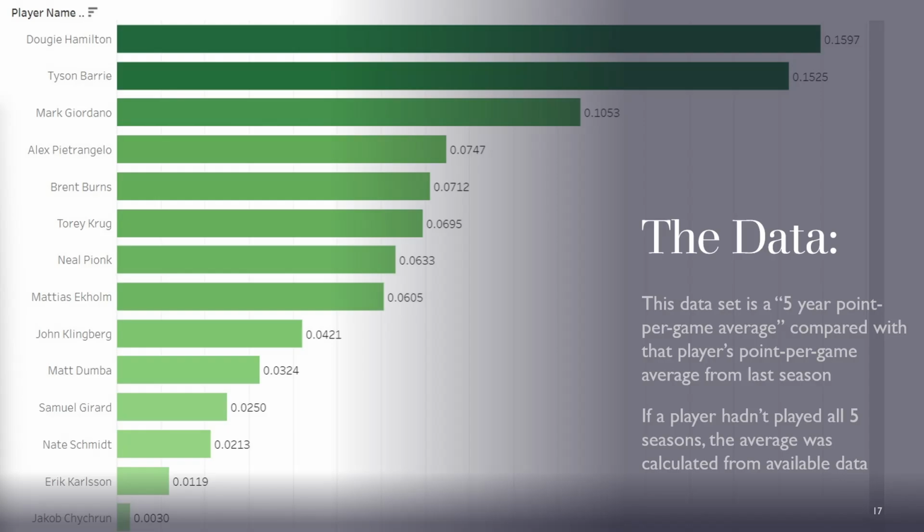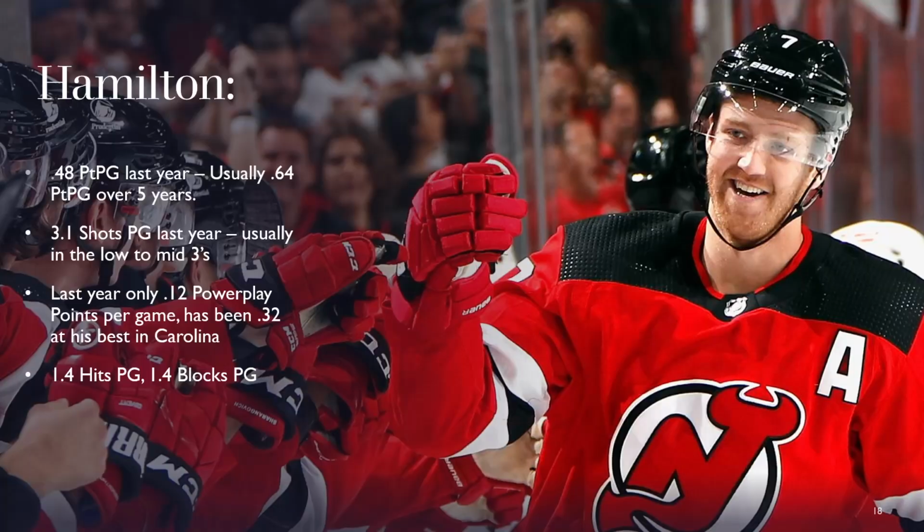And as we look at this chart, the first couple things that we notice here are some interesting files at the top with Dougie Hamilton and Tyson Barrie. So with Hamilton, 0.48 point per game last year, usually a 0.64 point per game average over the last 5 years. And he's kind of all over the place over the past number of years: 0.53, 0.47, 0.85, 0.76, and then a 0.48.